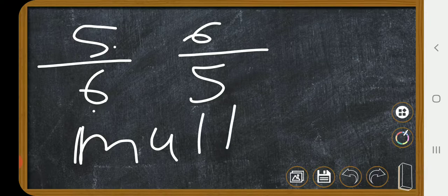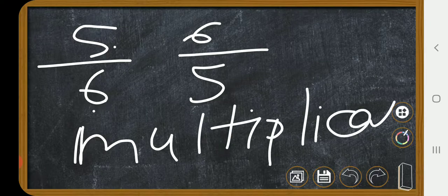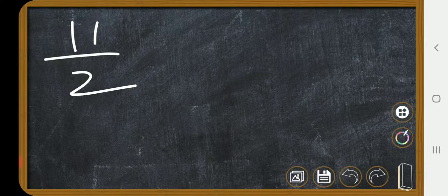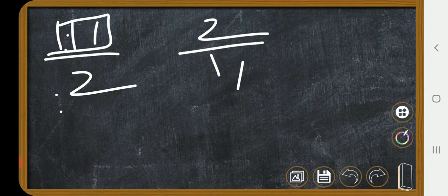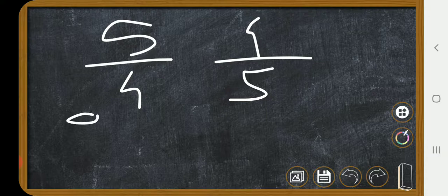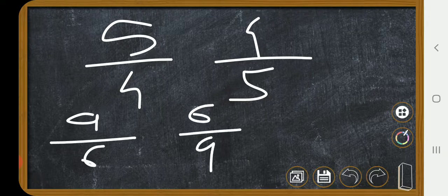What is this? Multiplicative inverse. Multiplicative inverse of 11 by 2 will be 2 by 11. Opposite of this means the denominator goes to numerator, and numerator goes to denominator. That is called multiplicative inverse. Okay, multiplicative inverse of 5 by 4 will be 4 by 5. 9 by 6 will be 6 by 9. That is multiplicative inverse. Okay.